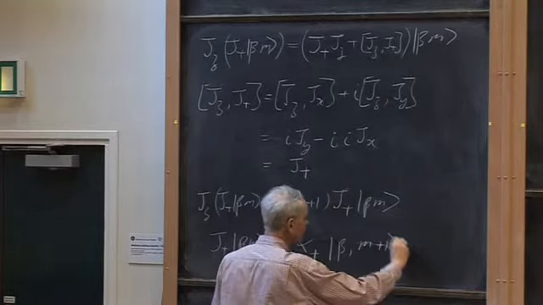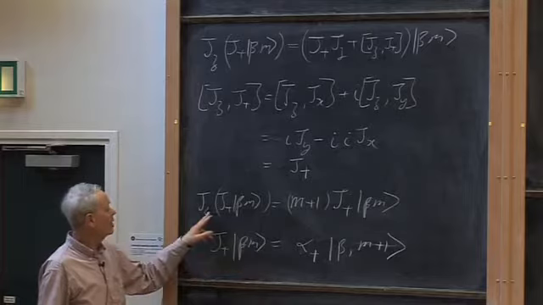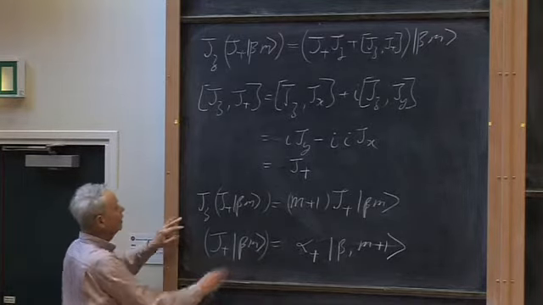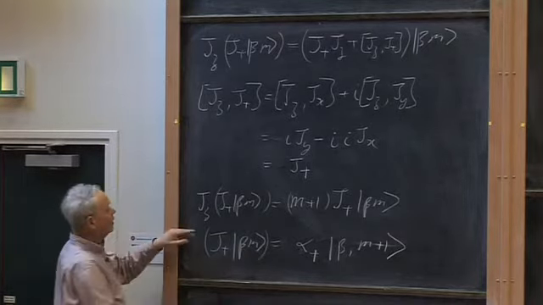Okay. So the point is that what goes in here is the eigenvalue of this thing with respect to jz. This shows that it is an eigenket of this operator with this eigenvalue, m plus 1. So that's what should go in there. And this alpha plus is some normalizing constant.